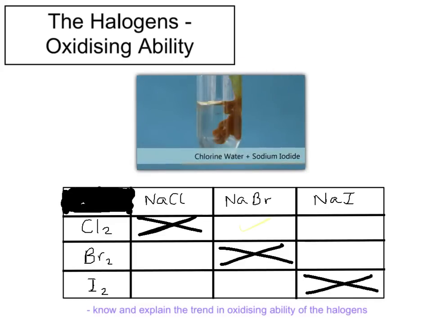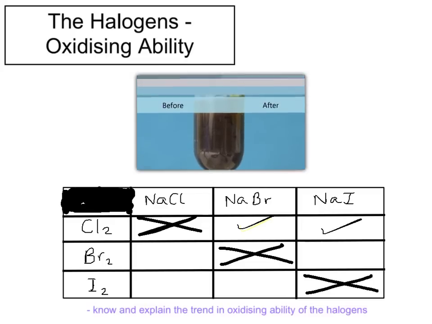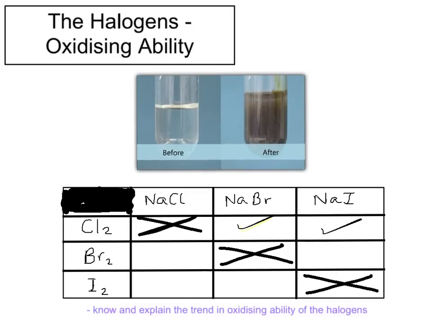Now we're looking at chlorine water plus sodium iodide. And again, you can see clearly there's discoloration. That's iodine coming out of the sodium iodide and chlorine replacing it. So you can see there is a reaction between chlorine and sodium iodide. So if we look at the before and after, you can see that clearly a reaction has occurred, a displacement reaction has occurred.